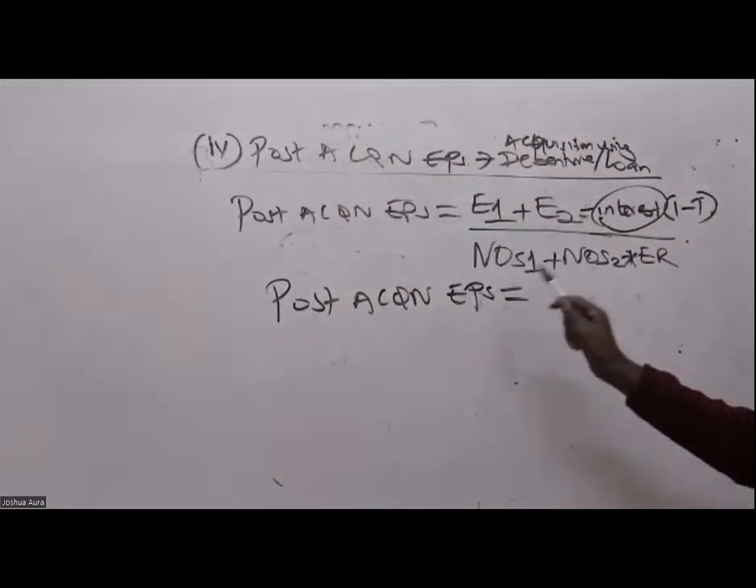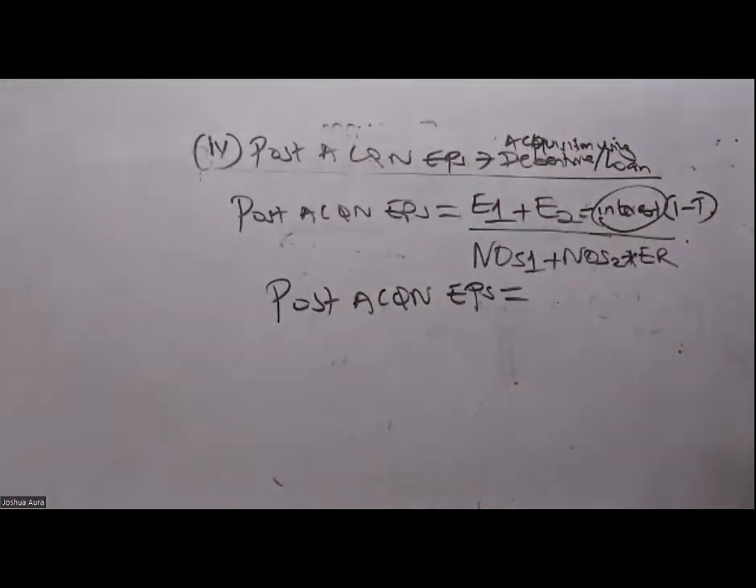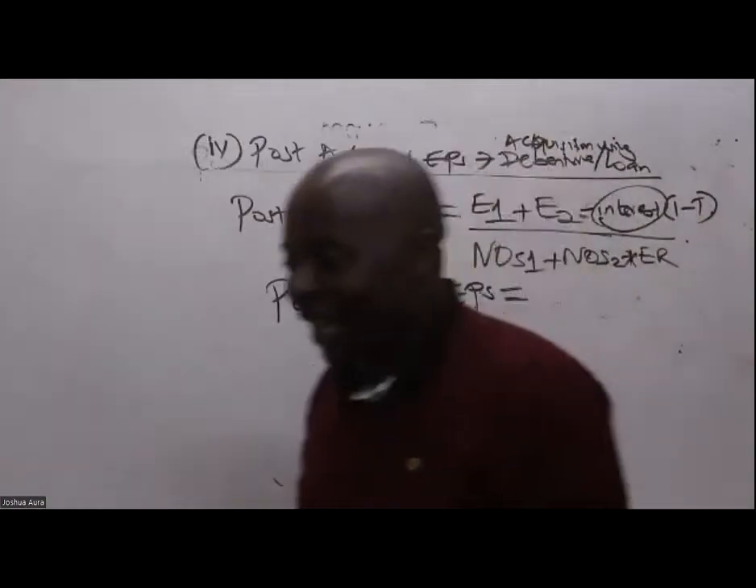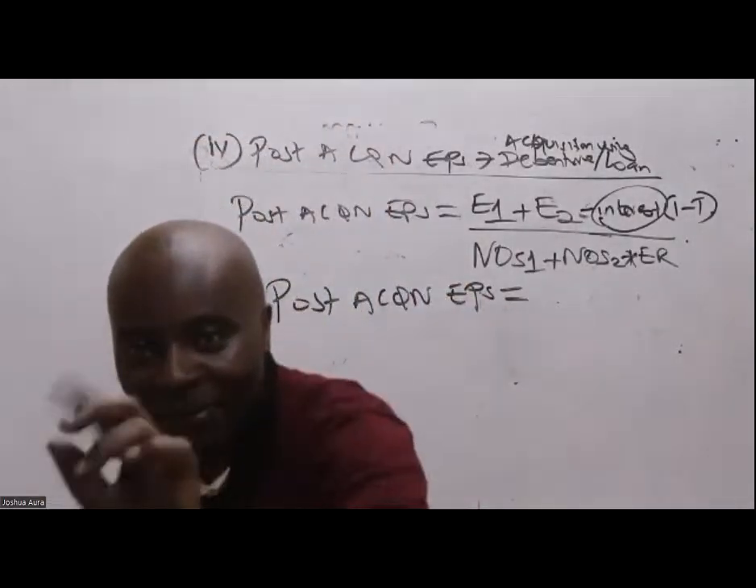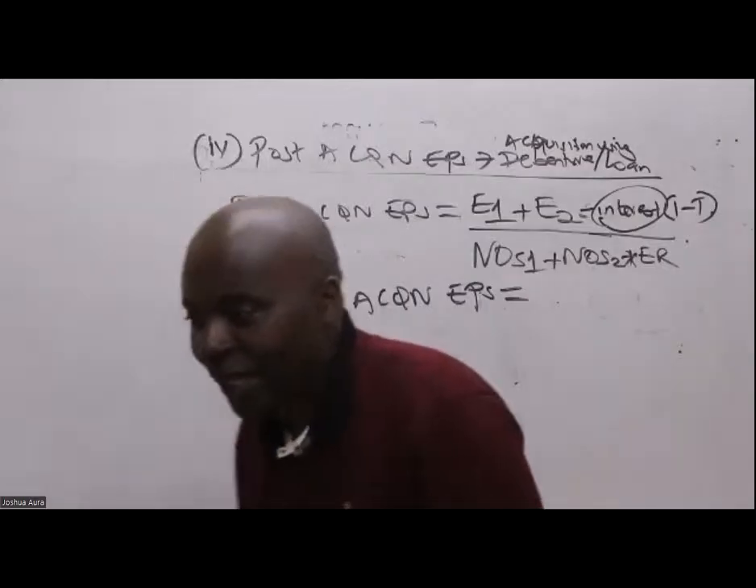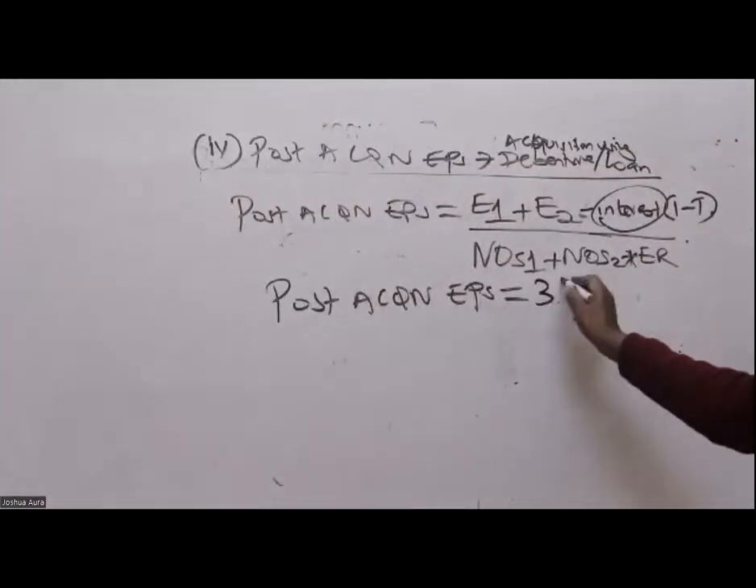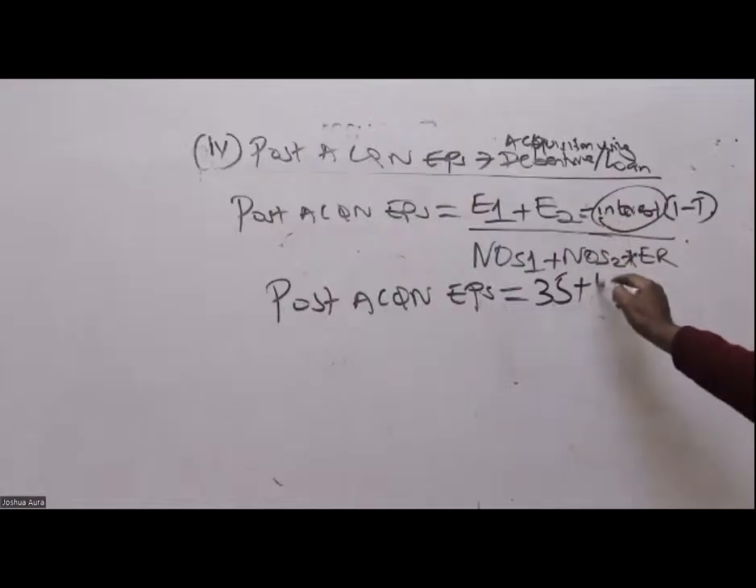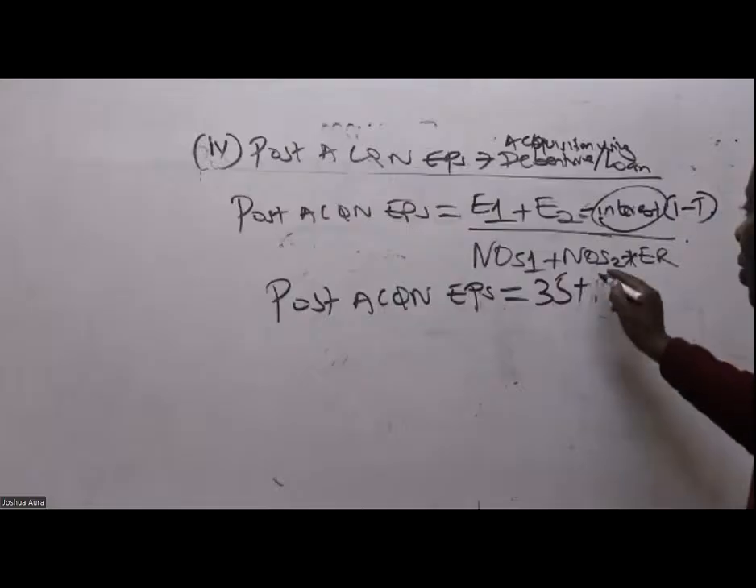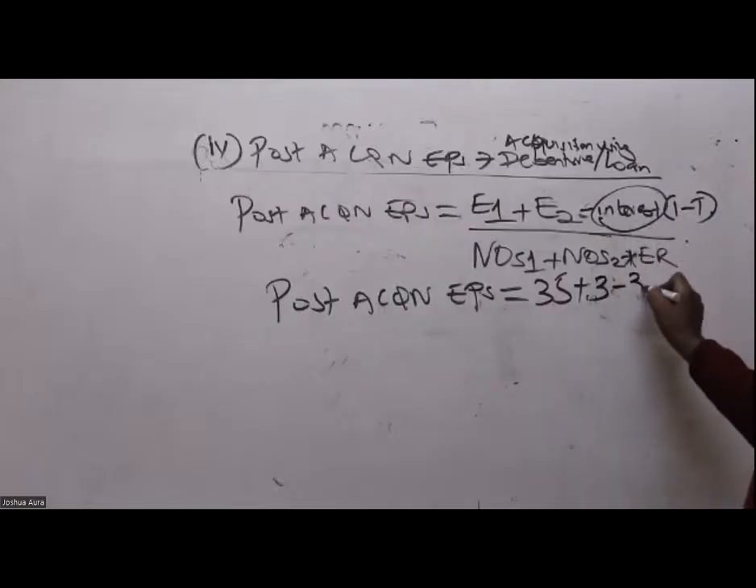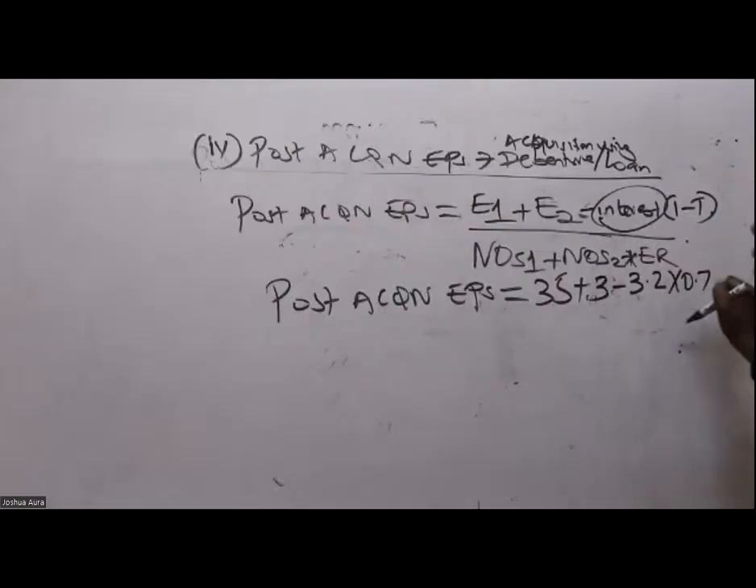So post-acquisition EPS, in this case here, is there somebody who is able to give me the earnings of company one? Earnings, remember, is net income of company one. 35. Plus earnings of company two, you had given me a figure of 10. Oh, it's 3. Interest, it's 3.2 times 0.7.